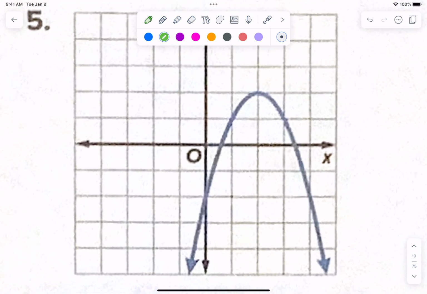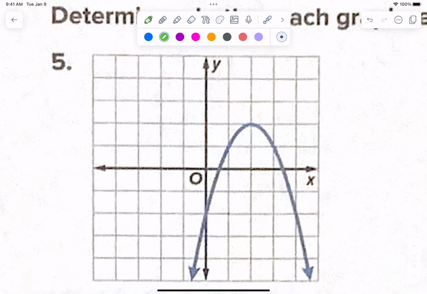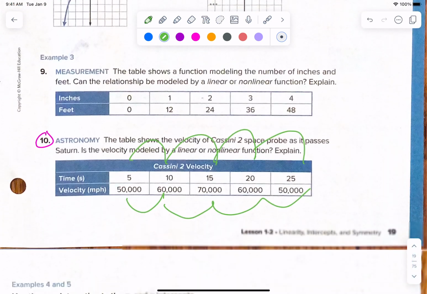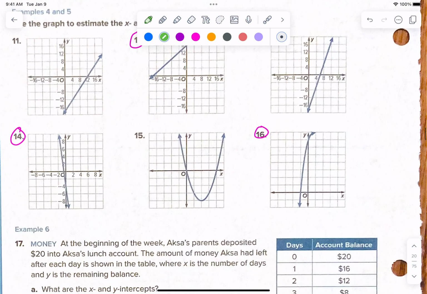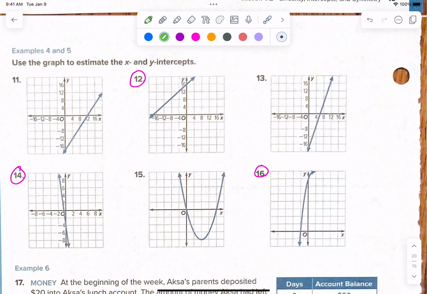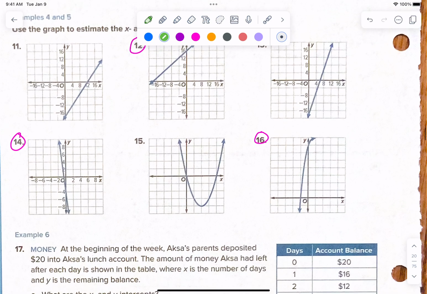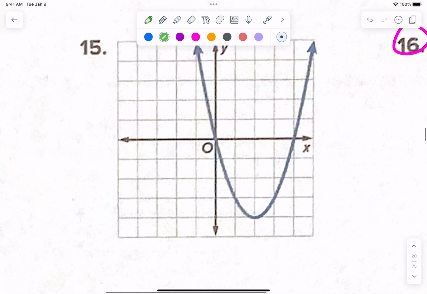Is this linear or non-linear? Non-linear. What is he probably? A parabola. Y equals x squared, right? A parabola. Okay. All right. Let's go to something else. Let's go to estimating x and y intercepts like 15.